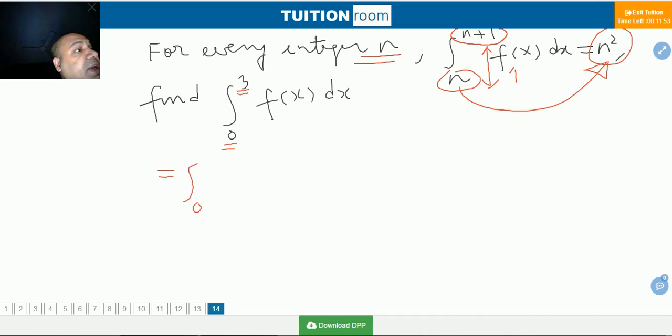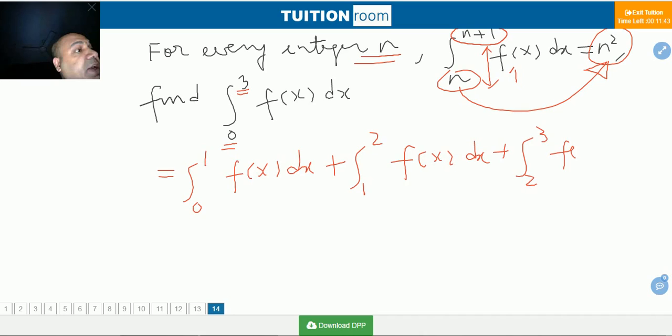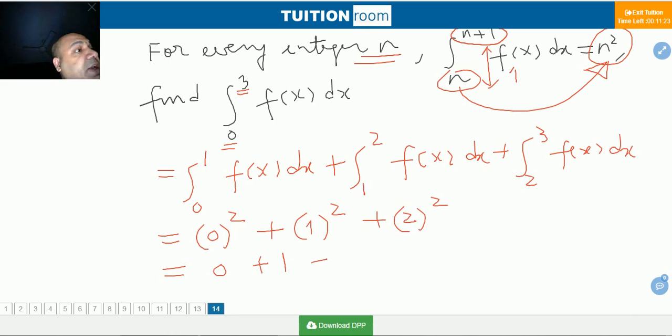The integral from 0 to 1 of fx, plus 1 to 2 of fx dx, plus 2 to 3 of fx dx. Now the difference between upper and lower limit became 1 in each integral. So the value will be the square of the lower limit in the first case, the second case, and the third case. It will be 0 plus 1 plus 4, which is 5. That will be your answer.